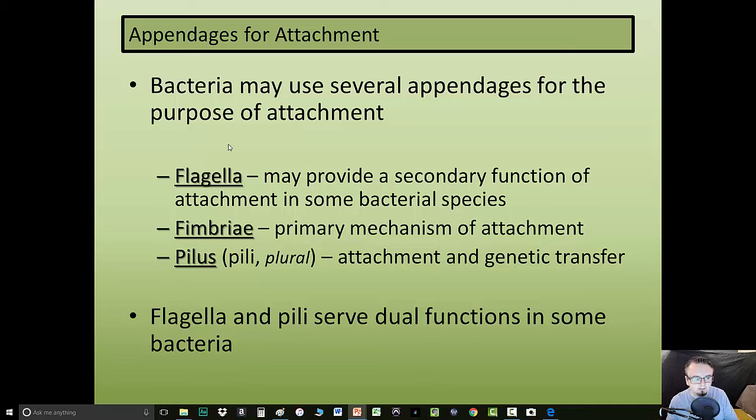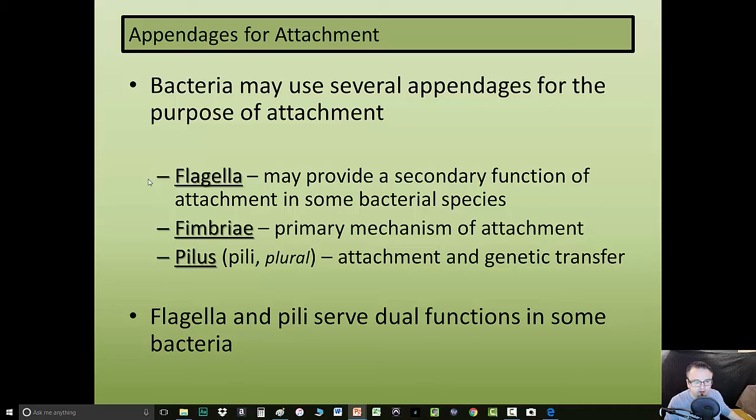The next here is an attachment mechanism. We see that, attachment mechanisms. As I said earlier, the 2 main purposes of an appendage are for attachment or for motility. So the flagella is really the primary motility device, and if a bacteria is going to move in some way outside of natural forces, then it's going to need this particular appendage to do that.